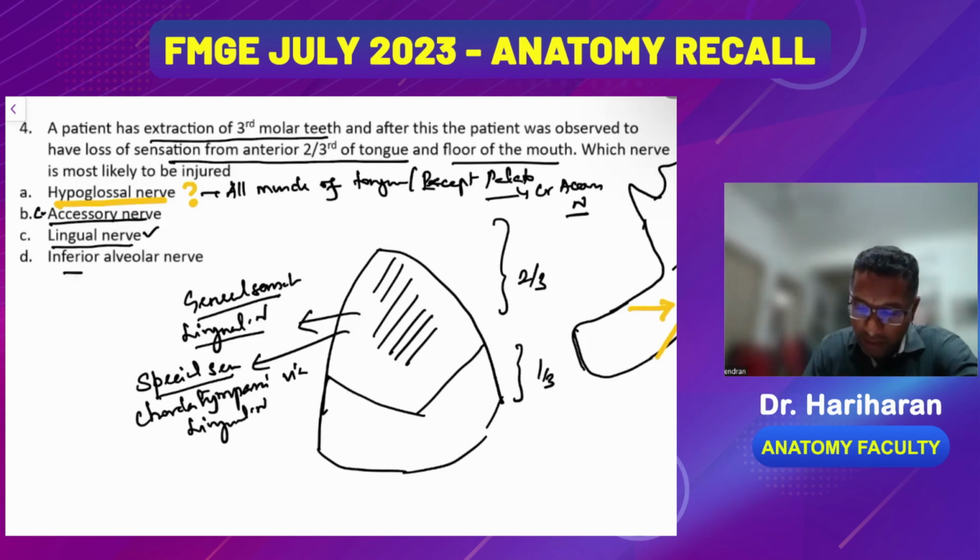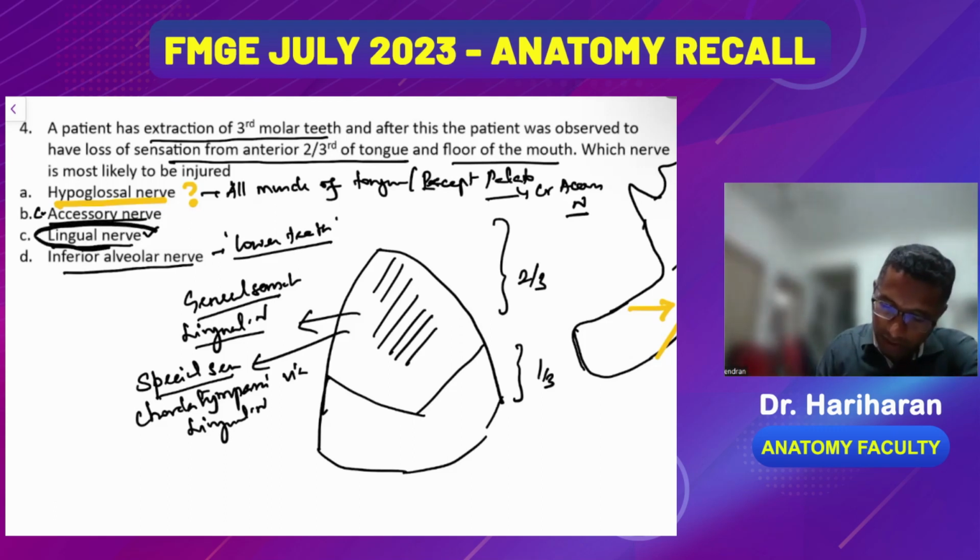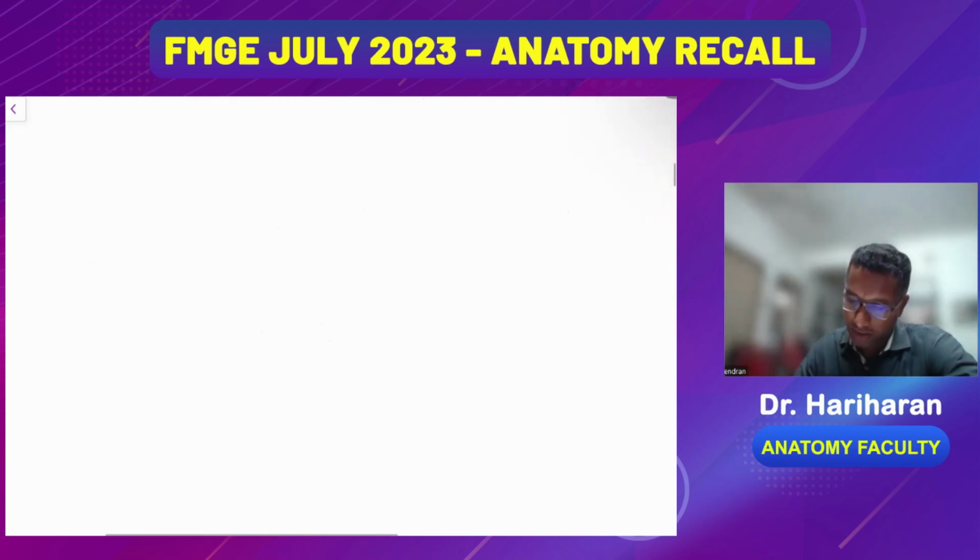The inferior alveolar nerve, if you take it, supplies the lower teeth, the teeth in the mandible. They have not discussed the inferior alveolar nerve in this; they have stopped their discussion with the tongue. So the right option for this is the lingual nerve. With this we'll move to the next question, guys.